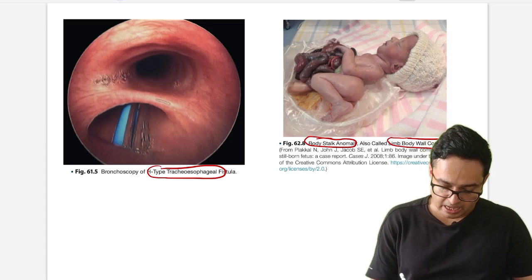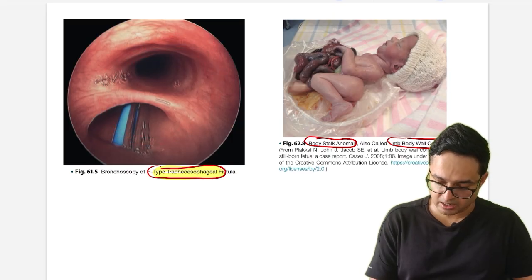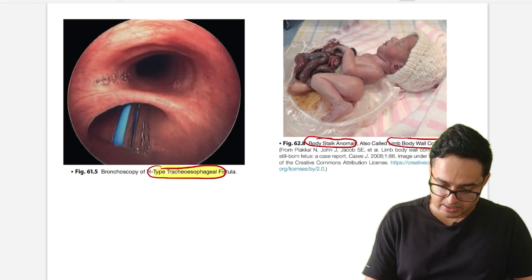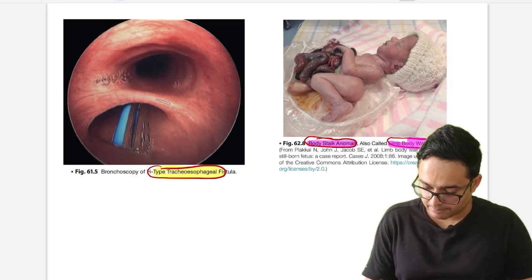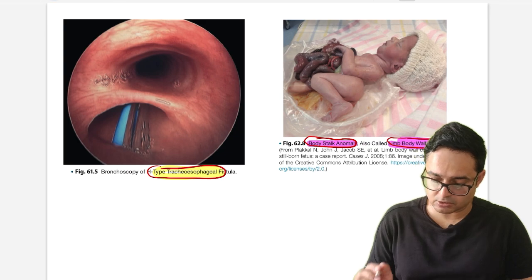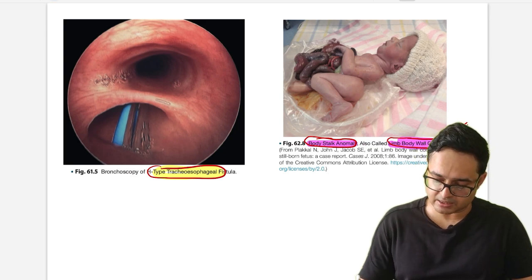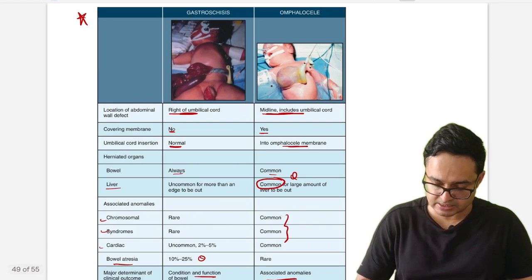So this is bronchoscopy suggestive of H type of tracheoesophageal fistula. Just see, this is H type, and this image is, I think, a PYQ. This is body stalk abnormality, also called limb body wall complex. So this image directly can be asked. Just go through it once.